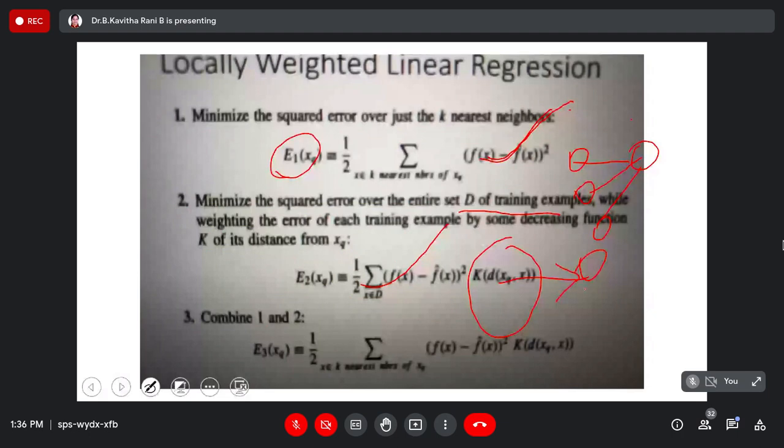Those which are nearer get less weight, and those which are farther get more weight. Okay, and you are finding the error. Now you are combining this and this. Again you are assigning the weights to those which are nearer to this particular new instance.